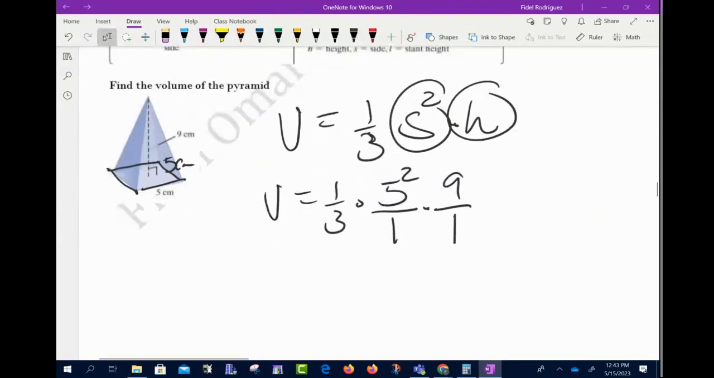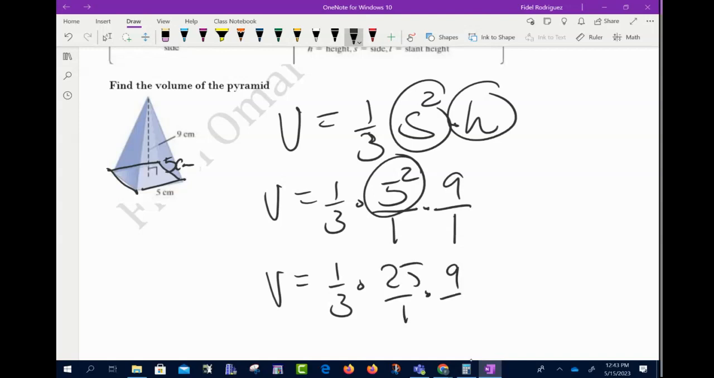Okay, let's keep working here. 1 over 3. Anybody know what's 5 squared? 25. Good. Over 1 times 9 over 1. Okay, let's go straight across.